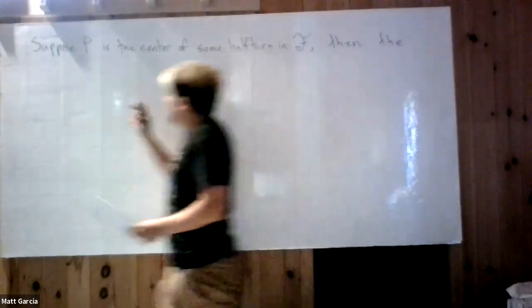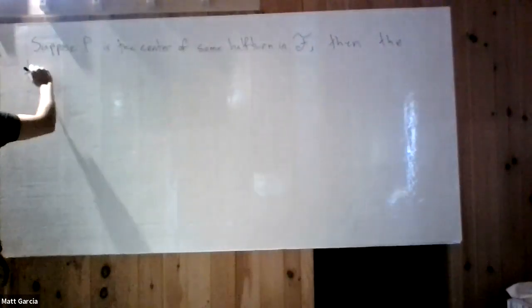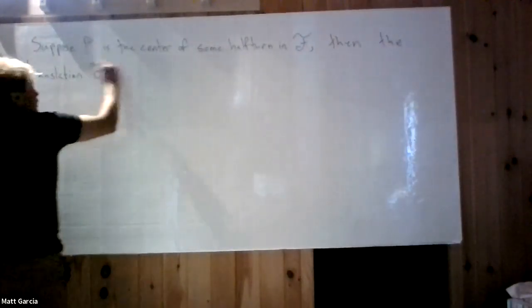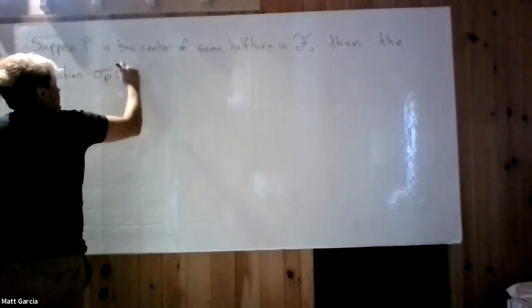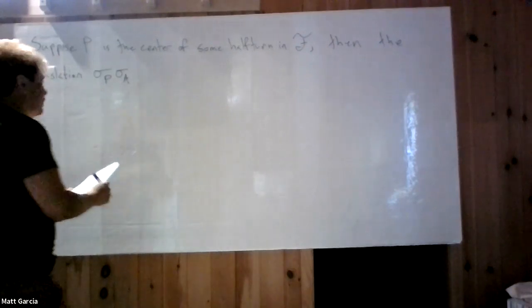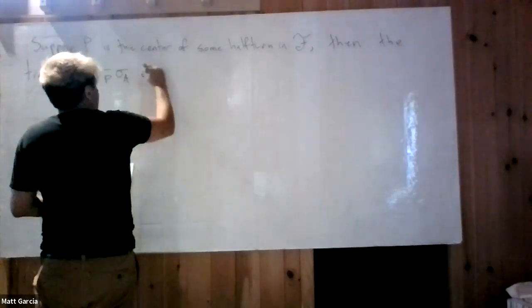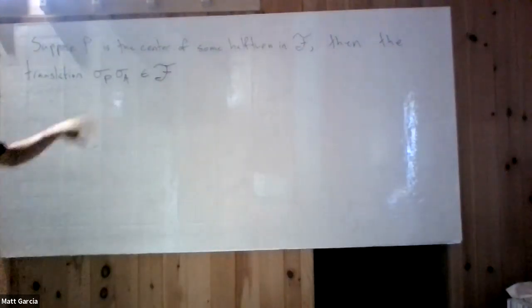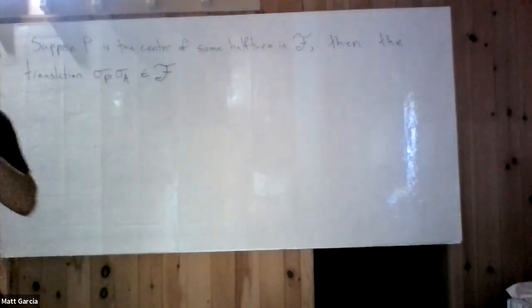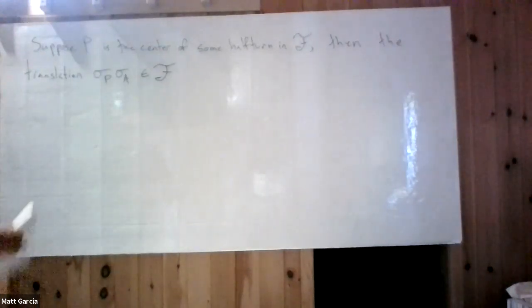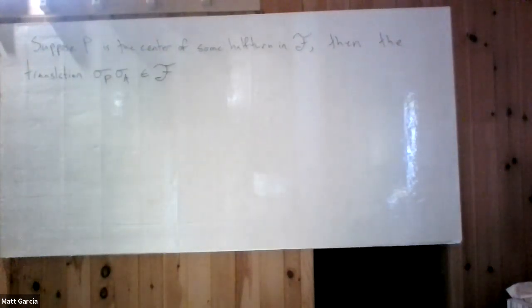Then the translation sigma P, sigma A must also be in F, right? And remember, this goes back to one of the first things we proved about translations, that you can express them as a product of half turns, and vice versa.